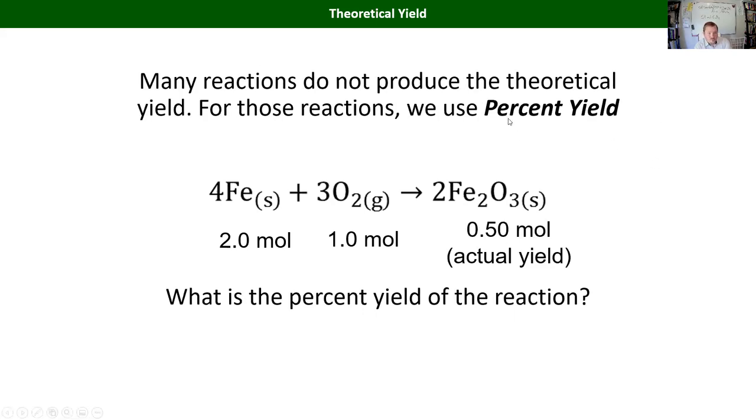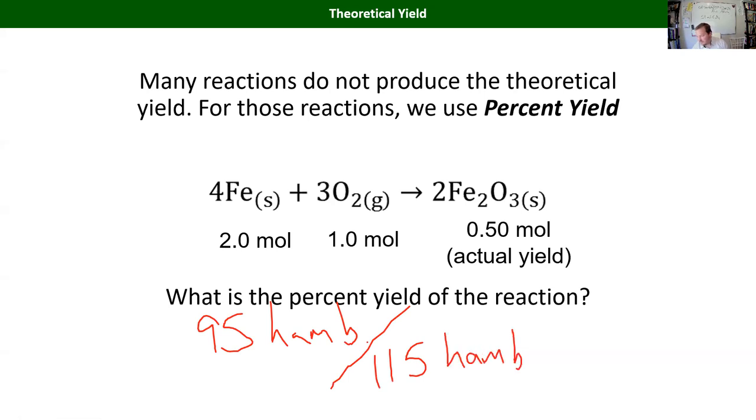And then last but not least, we could do a percent yield. If you know how much you were supposed to be able to make and you know how much you actually made, the percent yield is just the actual divided by the theoretical, how much we actually made divided by how much we were supposed to be able to make. If I have enough ingredients to make 115 hamburgers, but then I run out of lettuce at 95 hamburgers, my percent yield would be what I actually made divided by what I was supposed to make times 100, because it's a percent.